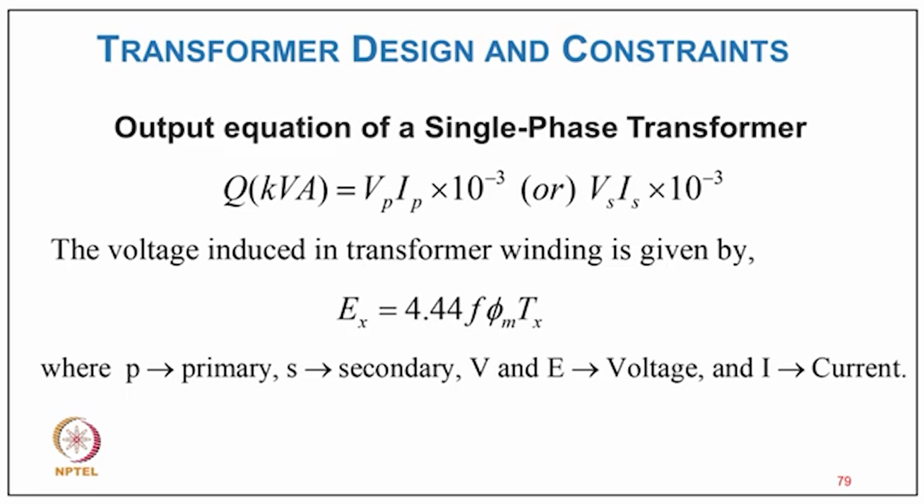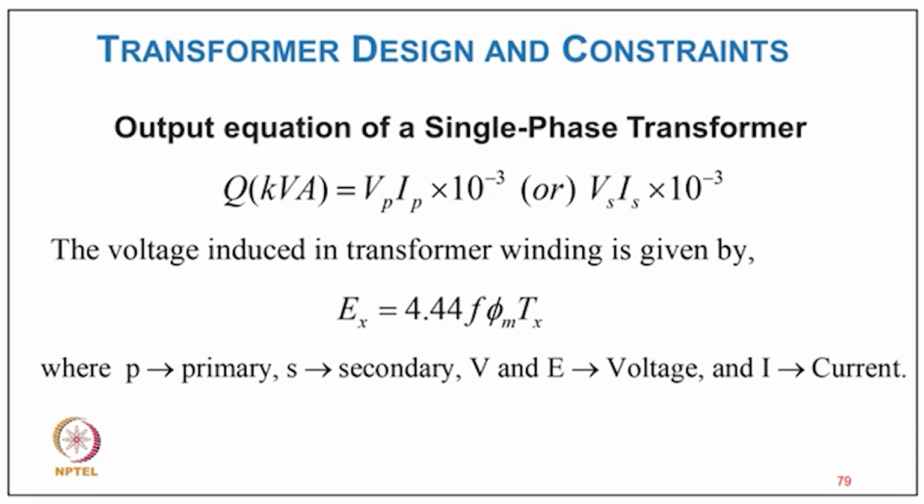It can be loaded only by a reactive load, maybe only by a capacitor bank, or by reactors, or by an active load like motors or others. So that's the reason we don't know the nature of the load by which the transformer is loaded, and that's why we rate in terms of VA, kVA or MVA. So here Q in kVA will be Vp Ip, primary voltage and primary current, into 10 power minus 3, or secondary voltage and secondary current into 10 power minus 3.